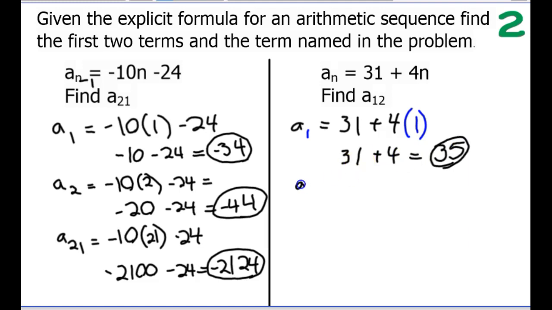Then we're looking for our second term. So a sub 2. So 31 plus 4 times 2. 31 plus 4 times 2 is 31 plus 8. So our next term is going to be 39.